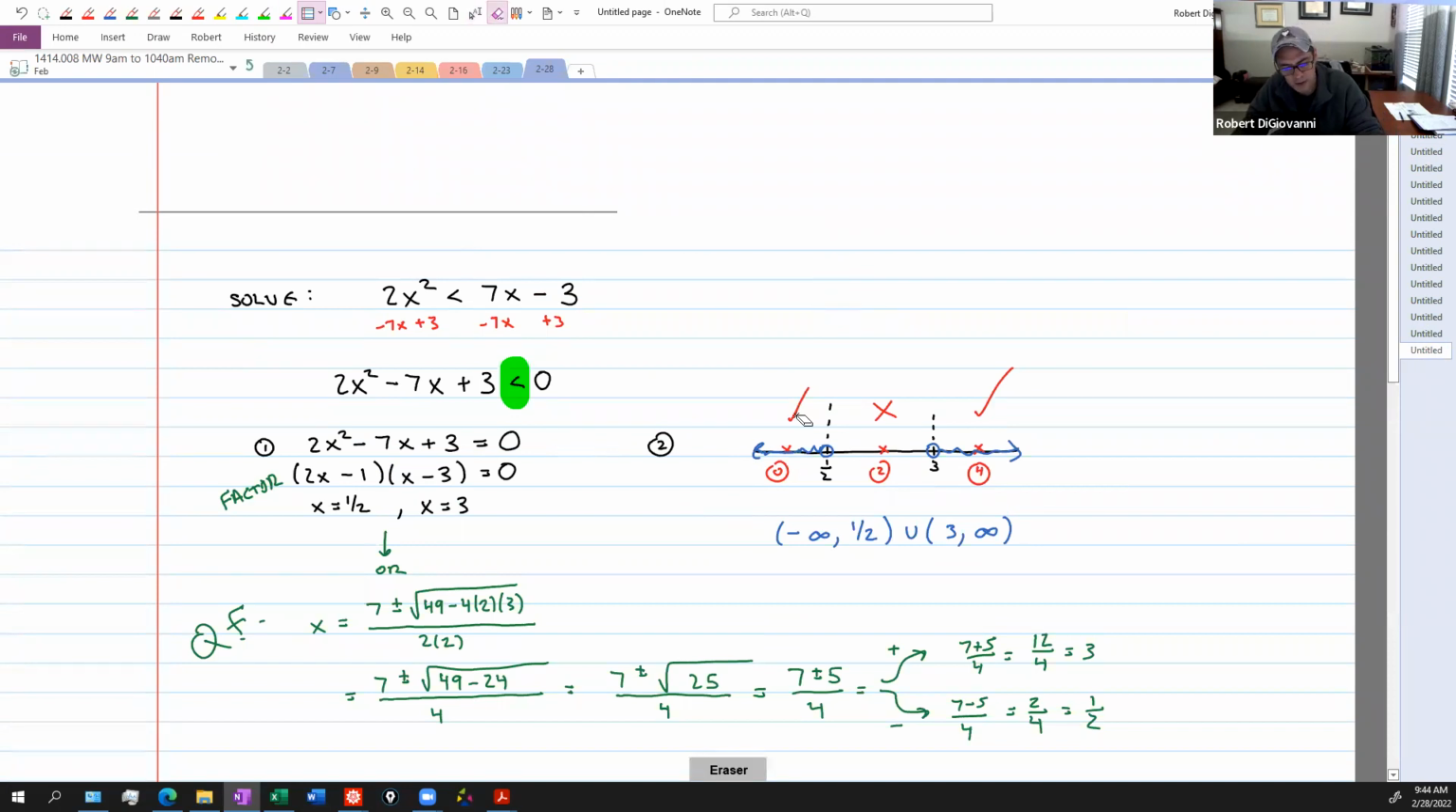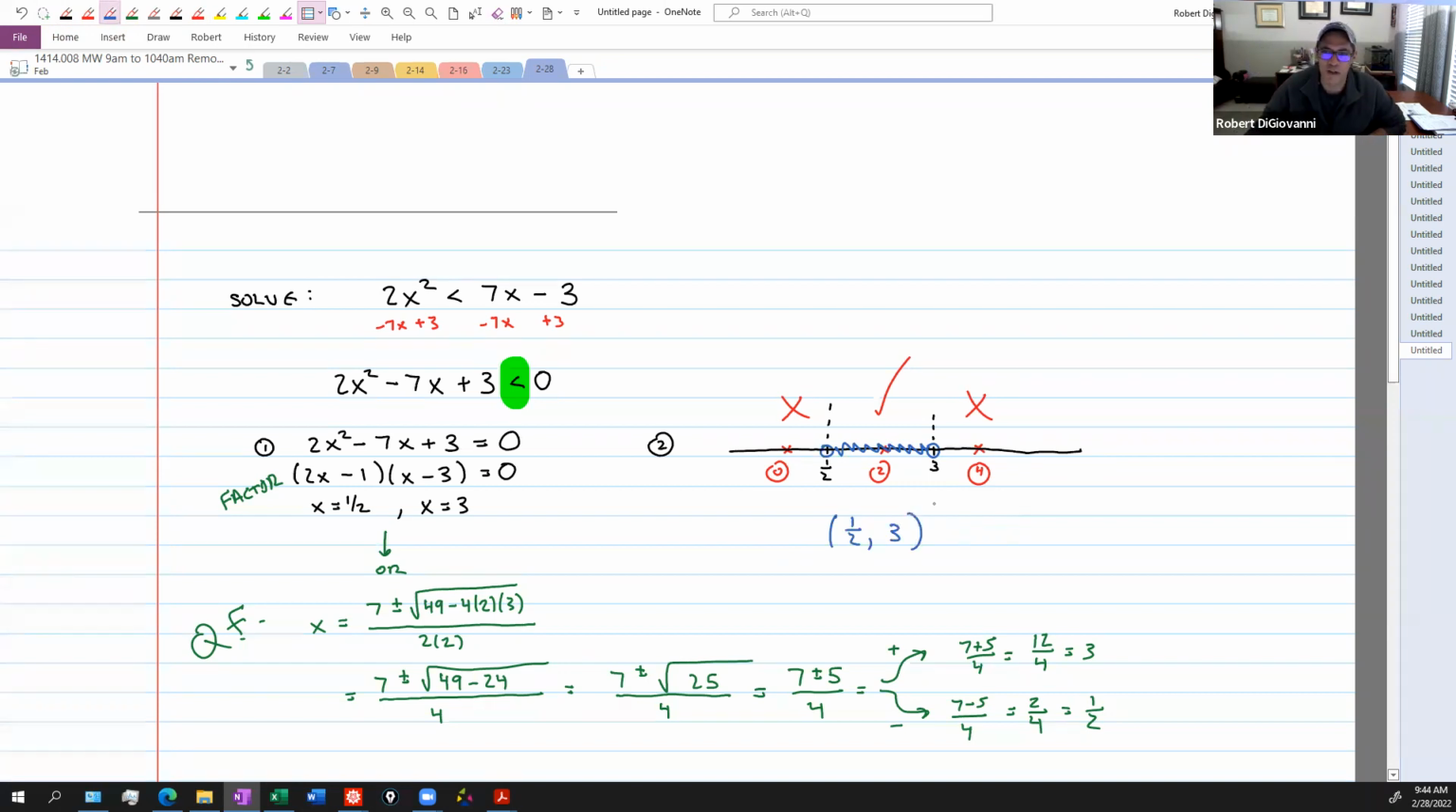Okay, we wanted less than, so that's opposite of this. So we want, it's going to be no, yes, no, which changes this. Okay, so it's everything between 1/2 and 3, not including the endpoints. That's why I was looking at some of your faces, y'all were like, what?